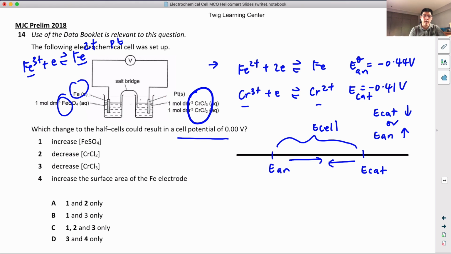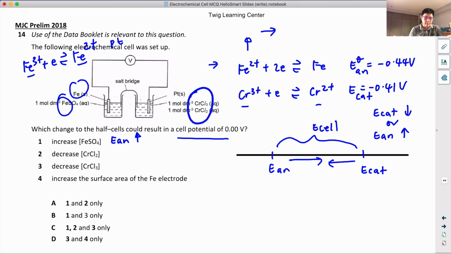So let's try. What happens when you increase Fe2+ concentration? When Fe2+ concentration increases, by Le Chatelier's principle, it will favor the reverse reaction, because you put in more Fe2+, it wants to shift to the right. It will favor the forward reaction, which means it favors reduction. So for this first one, E anode will actually increase. How about the second one?